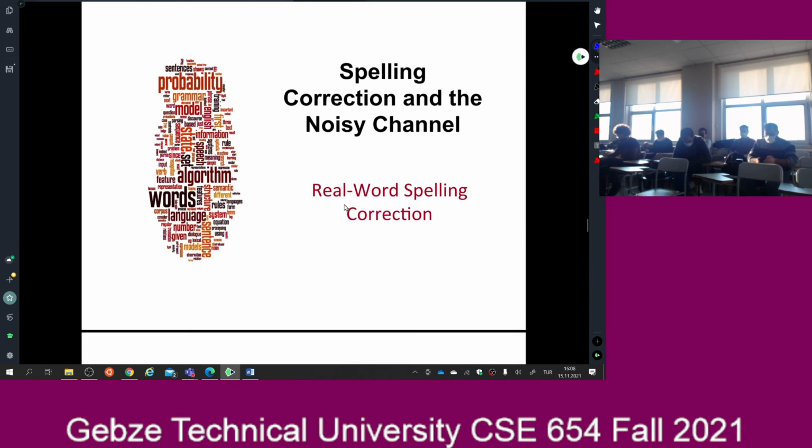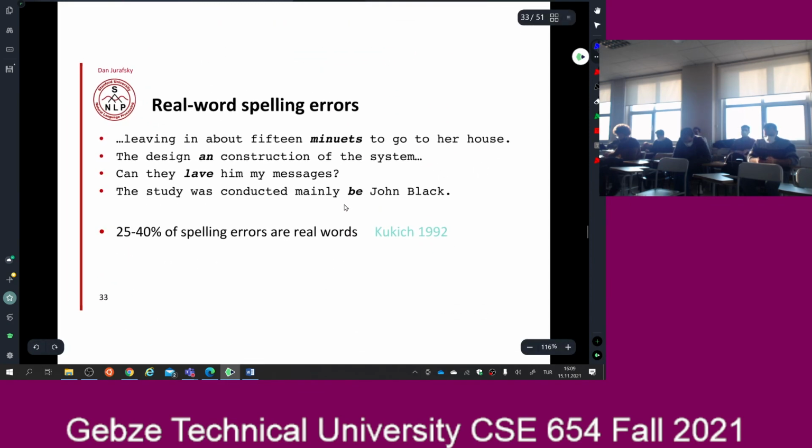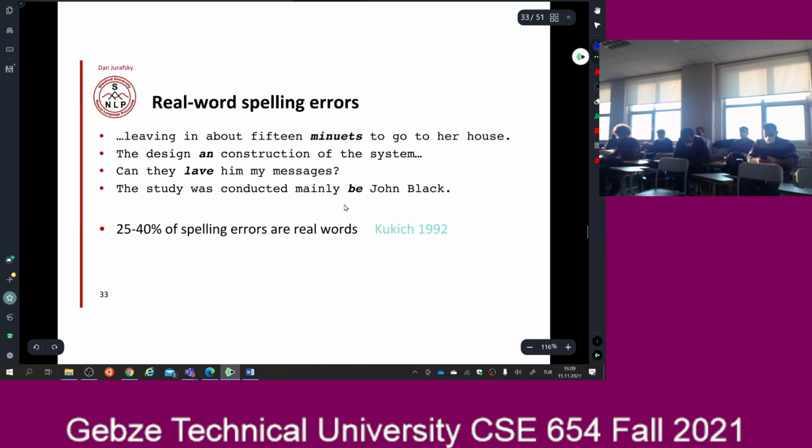Okay, let's look at some other interesting problem. This happens a lot. Okay, leaving in about 15 minutes to go to her house. Of course, this is a correctly spelled English word, but it is not the correct word. Instead of saying minutes, I am saying another word. And the design a construction, instead of an. Another English word which is spelled correctly but the word is wrong. Okay, conducted mainly by, no, B. Instead of by, I type just B.